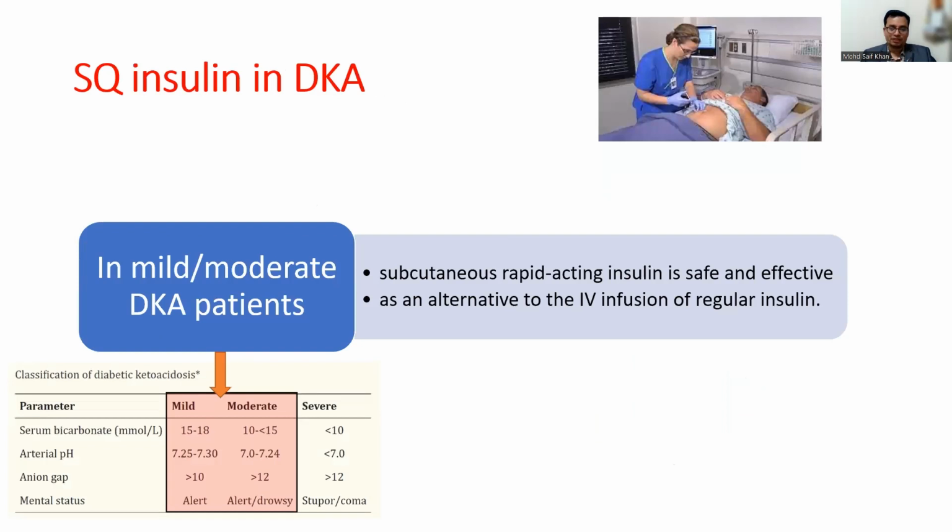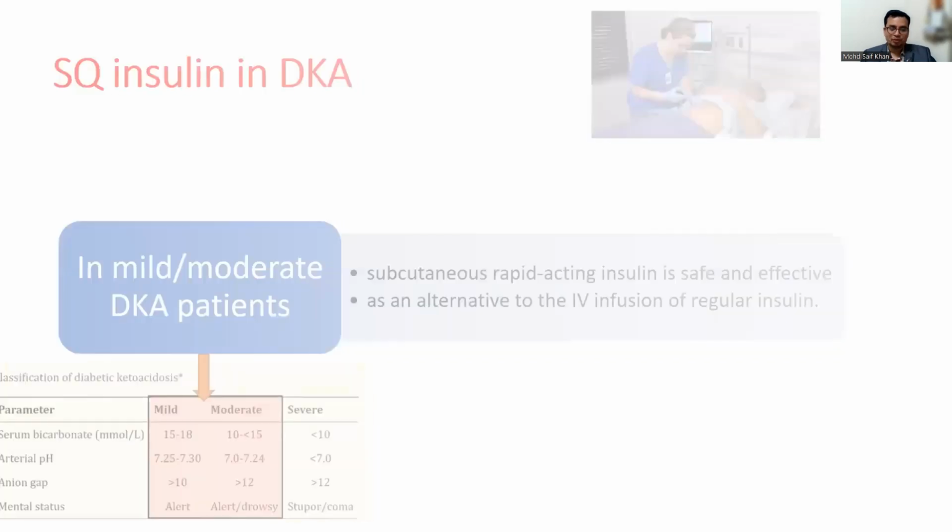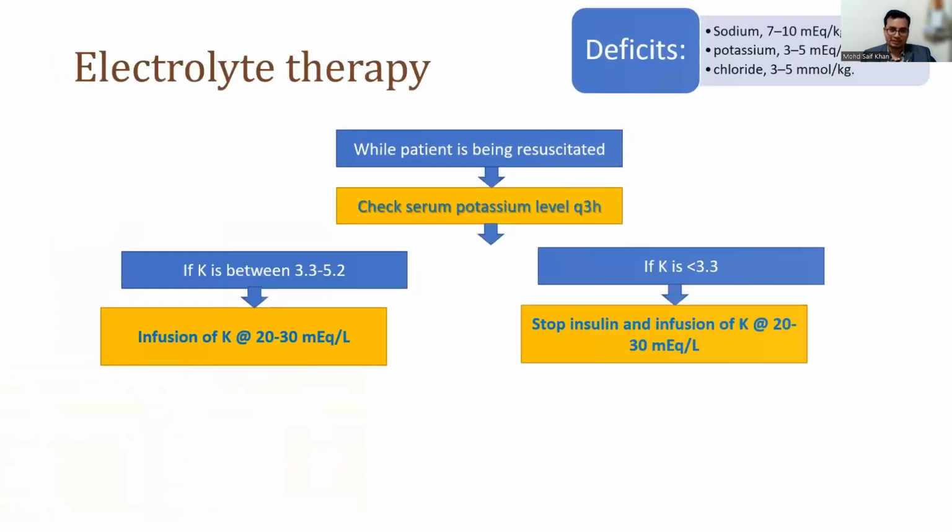Now the role of subcutaneous insulin in DKA. In mild to moderate cases only, you should give subcutaneous rapid acting insulin, and it is as good as IV insulin. Suppose you don't have an IV line, then you can give subcutaneous or intramuscular insulin in a DKA patient, provided this is just a mild to moderate case.